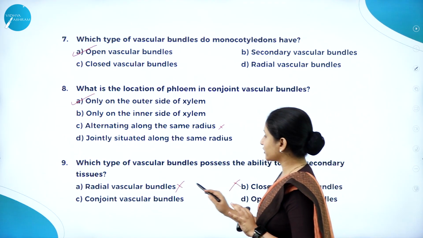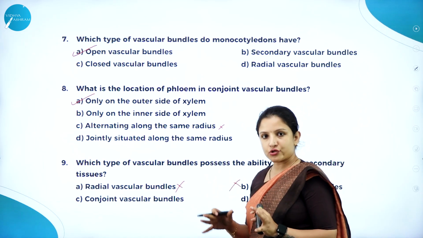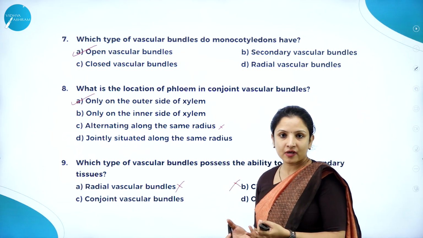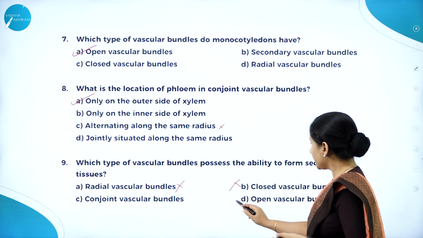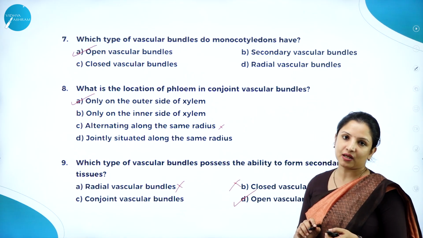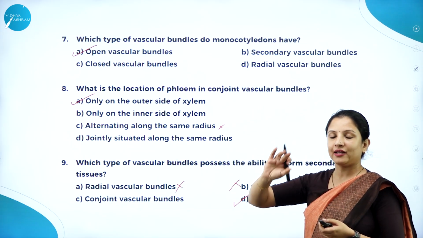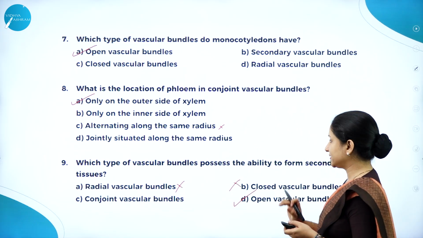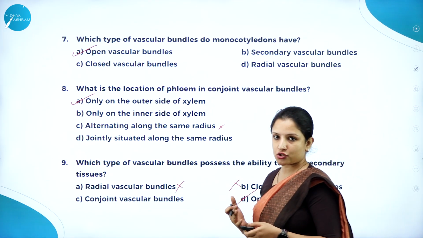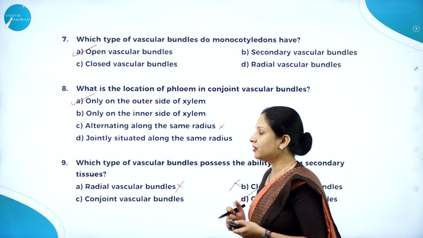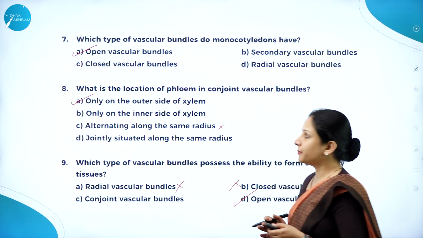Now the option is between conjoint vascular bundle and open vascular bundle. Of course, in conjoint vascular bundle, you can have cambium or cambium may not be there. So you have to be specific. Here we have to choose the option open vascular bundle because in open vascular bundle between the phloem and the xylem there is the cambium, and this cambium will help in the formation of the secondary tissues, that is secondary xylem, secondary phloem and all that. So therefore the right answer for this is option D, open vascular bundle.